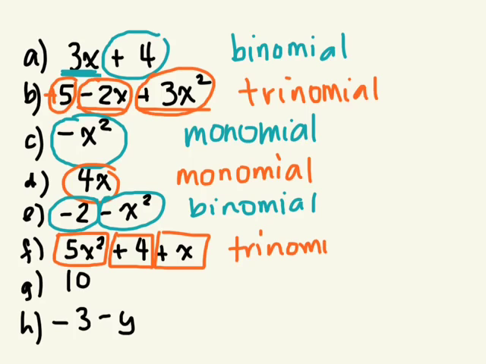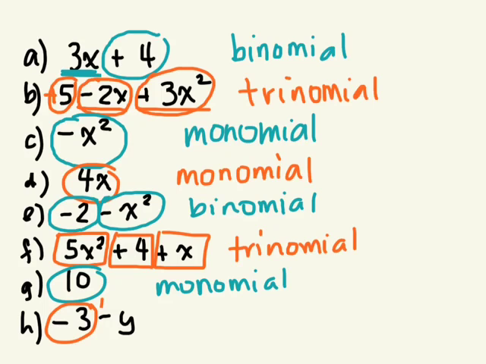Trinomial. What about G? It's just a number. So what is it? Monomial. It's just one term. This is still a monomial because it's one term. A number by itself can be a term. It doesn't have to have a variable. And then finally the last one. Good. 1, 2. Binomial.